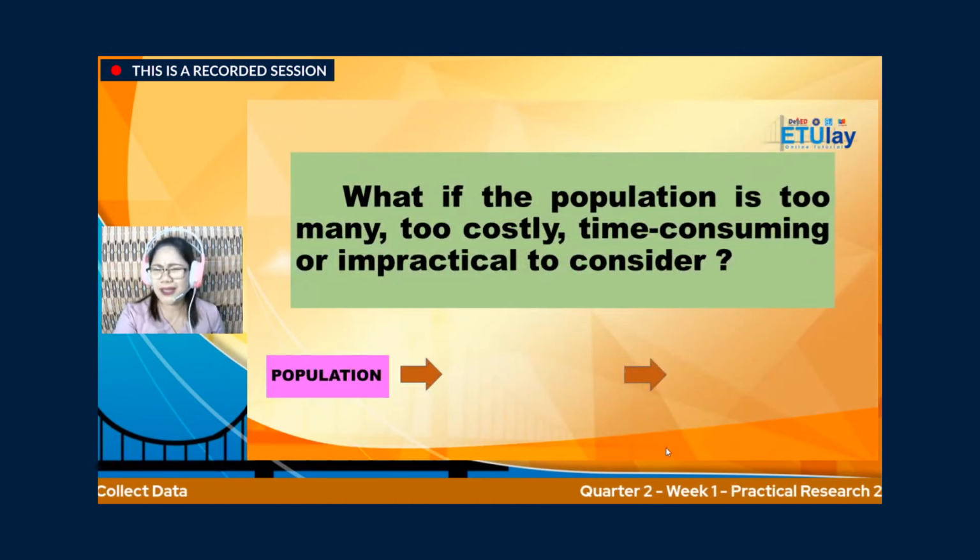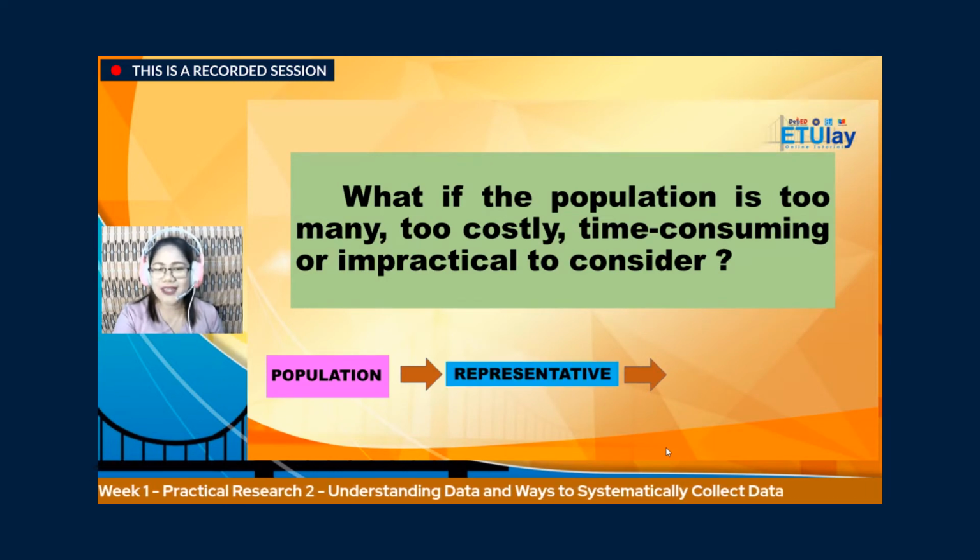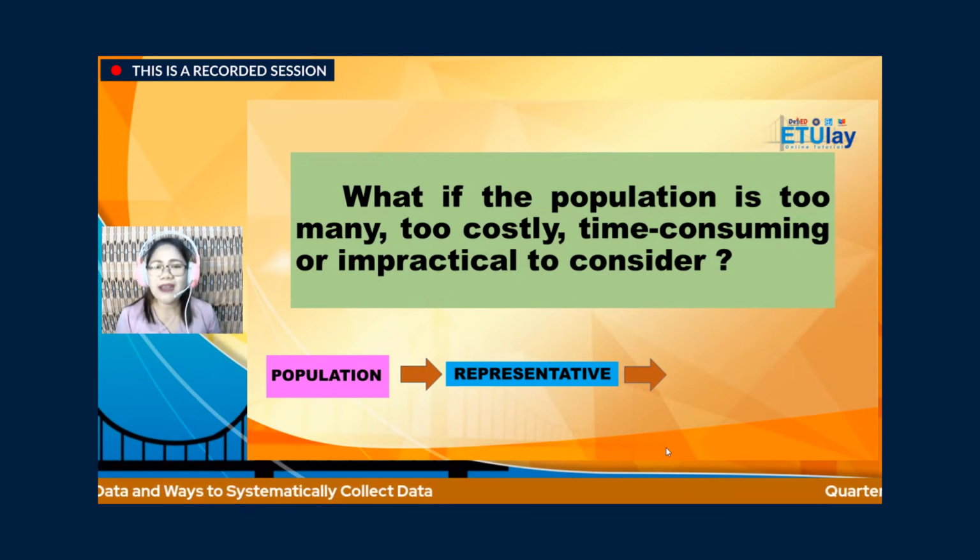Now, what if the population is too many, too costly, time-consuming, or impractical to consider? So what will happen now to your population? Of course, you will be able now to pick the representative. So ano ba yung representative na yan? So if you're going to compare that to the world of pageantry, kasi mahilig tayo sa pageant, tayong mga Pinoy. Yan. So, 'di ba, if we are going to join the Miss Universe, yung Miss International, Miss Universe, yan, yung Miss World, isa lang ang representative ng Pilipinas kasi hindi naman natin pwedeng i-join lahat ng babae natin na qualified doon sa popular na competition na yon, di ba?